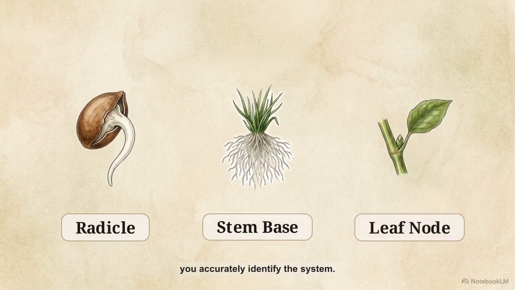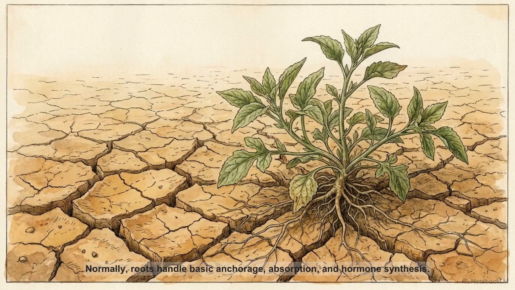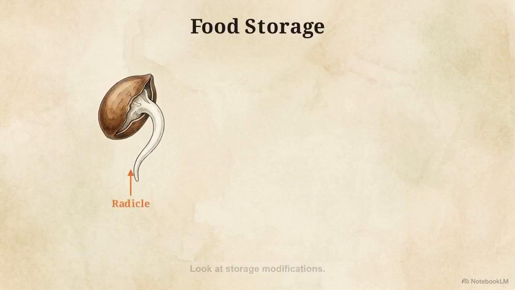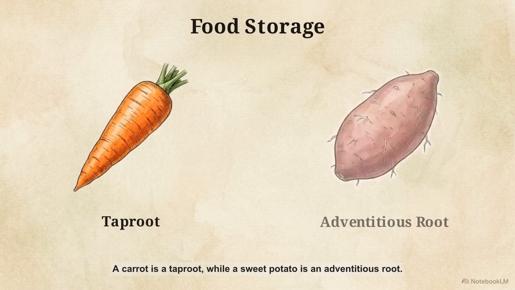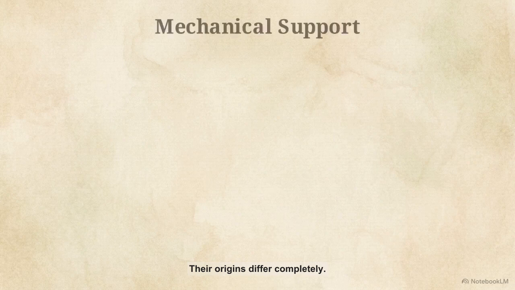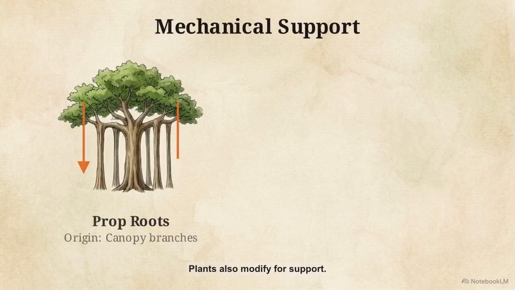identify the system. Normally, roots handle basic anchorage, absorption, and hormone synthesis, but extreme environmental pressures force physical modifications. Look at storage modifications. A carrot is a taproot, while a sweet potato is an adventitious root. Their origins differ completely.